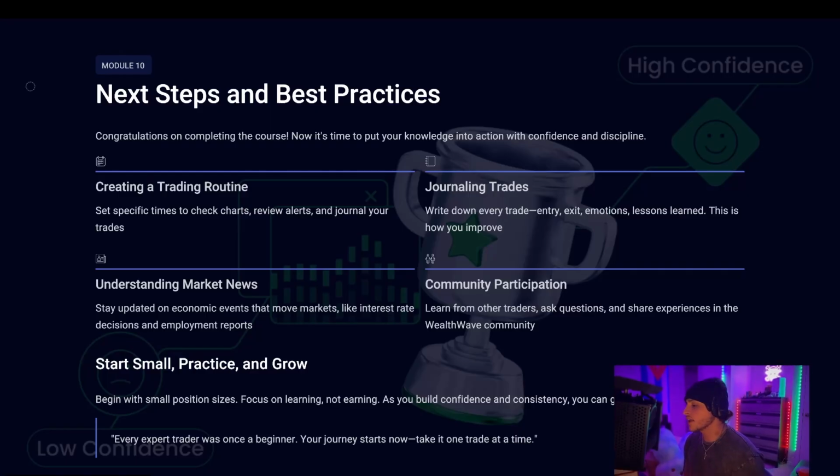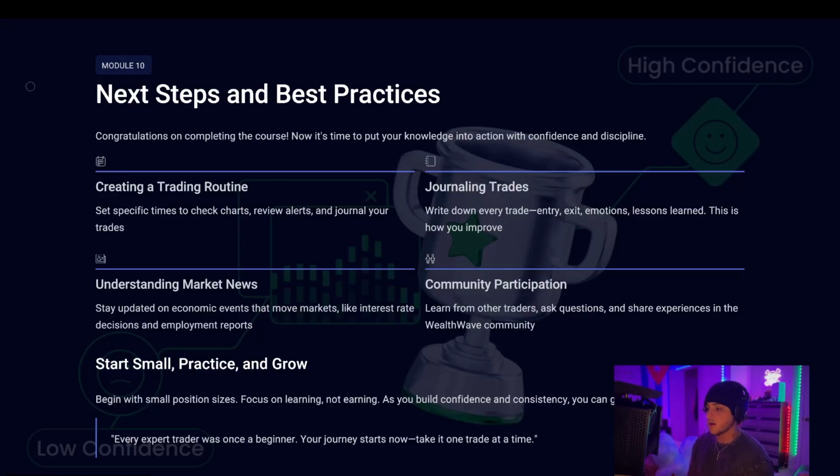Stay updated on economic events that move markets, like interest rate decisions and employment reports. Very important. At the end of the day, the market has to do with money. Money has to do with economics, right? Economic events going on in the globe will affect the market. It could decide whether you make a lot of money or lose a lot of money. So stay informed. We recommend things like Forex Factory to check out all your market news. One of the best out there.